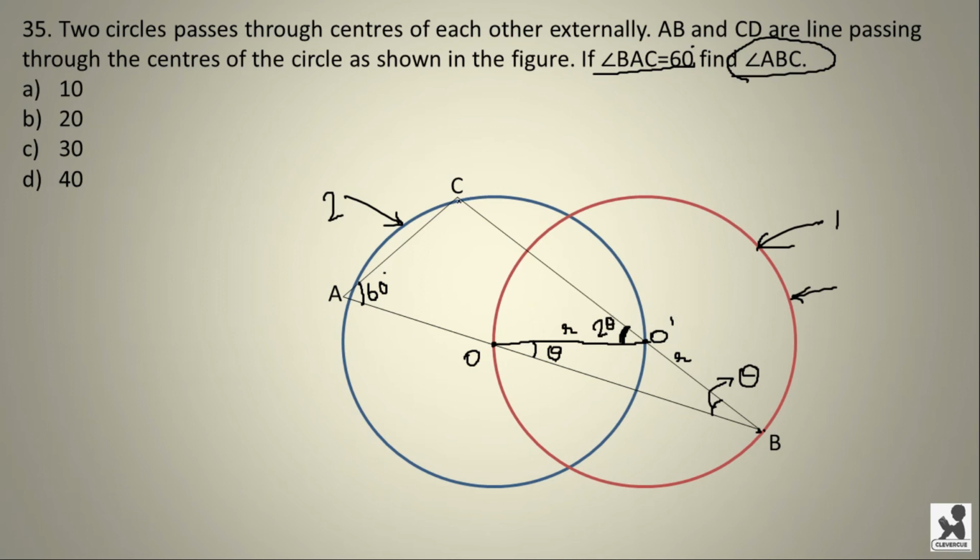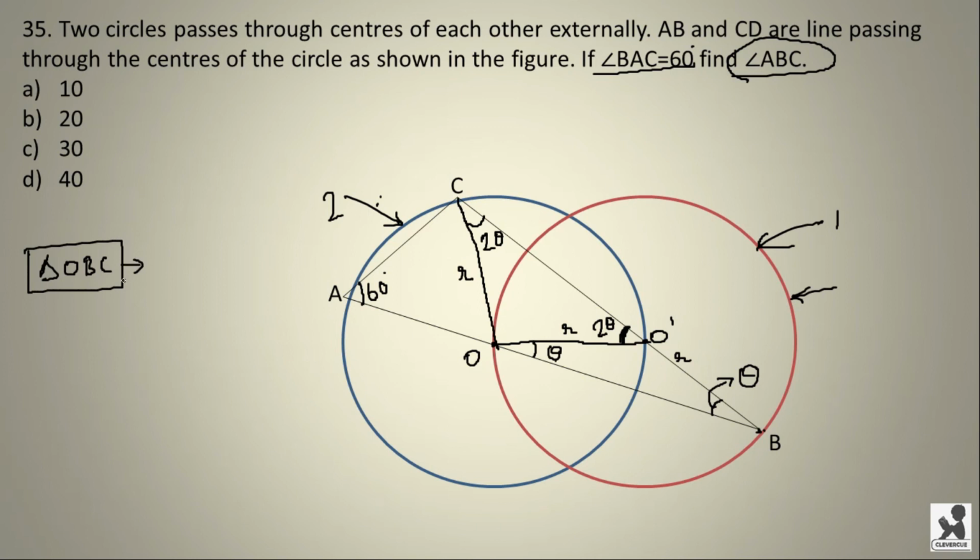Now let us join points O and C. Consider the triangle OO dash C. O dash C is the radius of the second circle and OC is also the radius of the second circle, so this is also R. Angle OCO dash is also 2 theta. Now let us consider the triangle OBC.